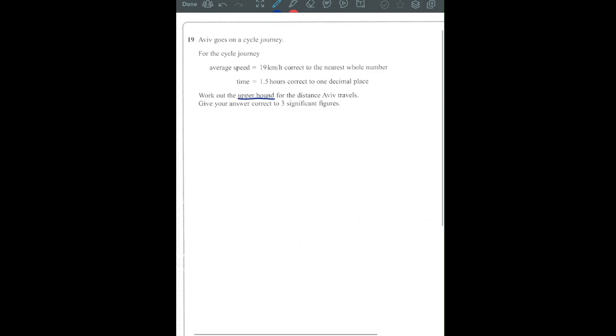A bounds question, I go on autopilot. Step 1, find the bounds. 19 was my speed, to the nearest whole number. Well, 1 step down will be 18, so 18.5 is my lower bound. 19.5 is my upper bound. My time was 1.5 to 1 decimal place. A step down would be 1.4. So the lower bound is 1.45, upper bound 1.55.